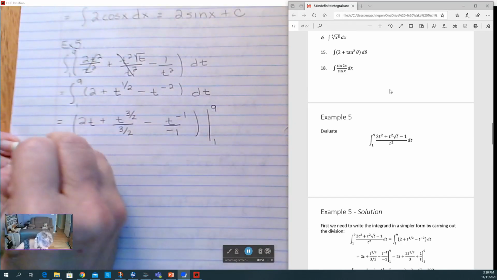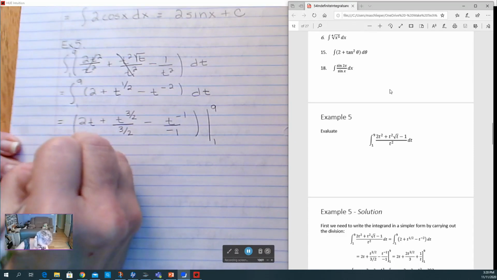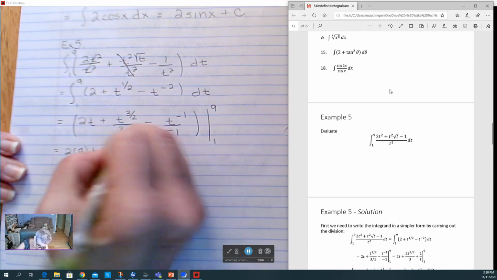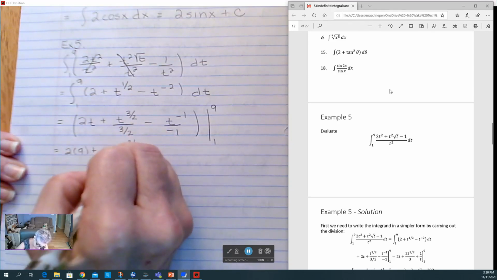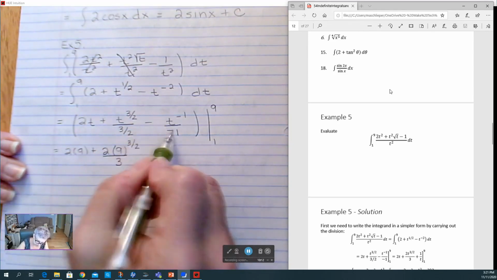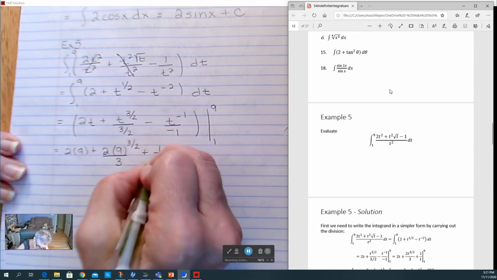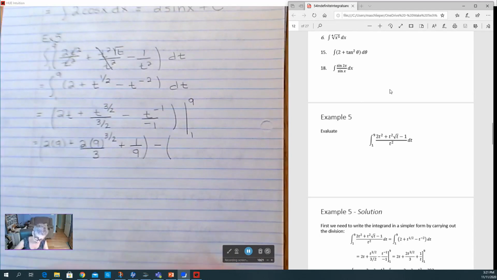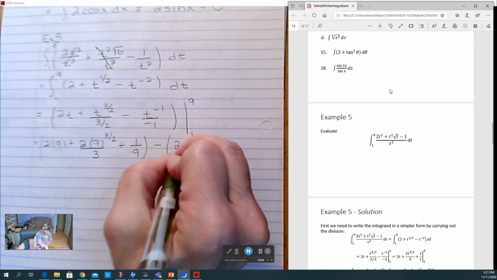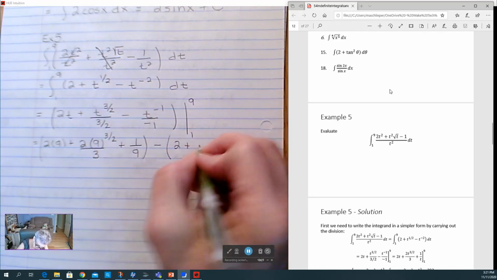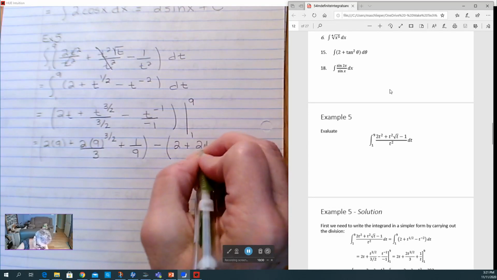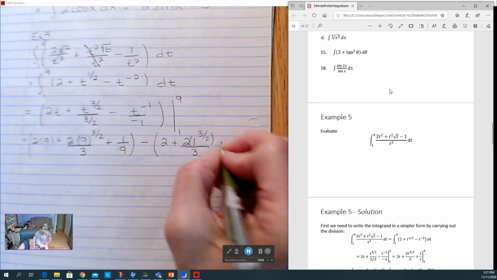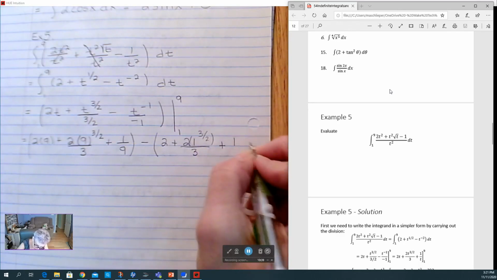So I plug 9 in first. 2 times 9. I'm going to go ahead and bring the 2 up top. I have 9 to the 3 halves divided by 3. I have minus minus, so plus 1 over 9. Then I subtract off what I get when I plug 1 in. 2 times 1 plus 2 times 1 to the 3 halves, which is just 1, divided by 3, plus 1 over 1, which is 1.